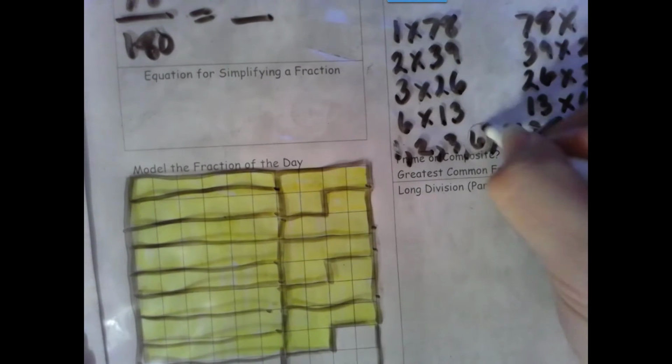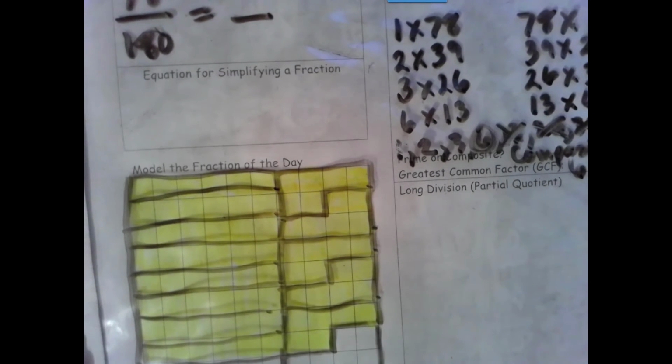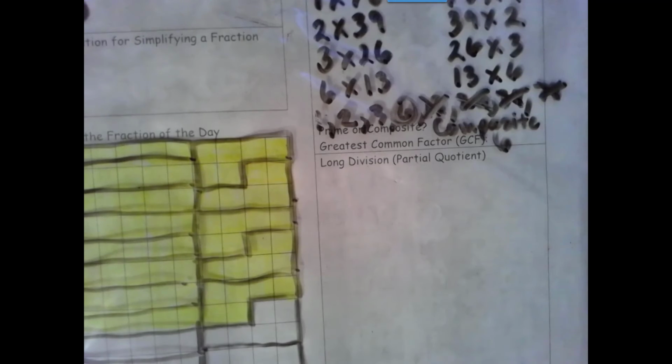Okay, 2 plus 4, 4 plus 2, 2 plus 4, 4 plus 2, 2 plus 4, 4 plus 2, 2 plus 4. We found one that worked. No remainder, so that means 6 is our greatest common factor. So let's count up our total groups of 6.